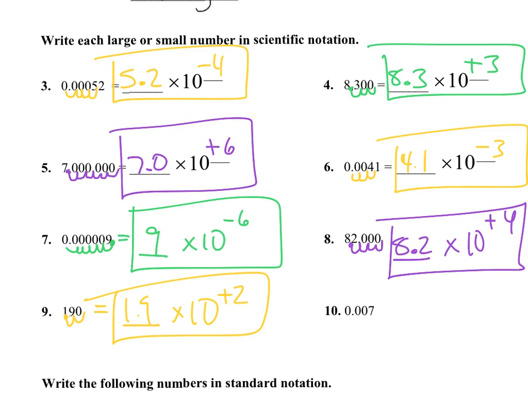Number 10. On number 10, we have 7 tenths, hundredths, thousandths. So 7 thousandths. So that's a small number. So it's going to be some number times 10 to the what power? It's negative because it's a really small number to start with. So let's move the decimal to the right until we come up with a number that's more than 1 but less than 10. 1, 2, 3. So we moved it 3 times. And our final answer is 7 times 10 to the negative third power. And there you got it. Let's take a look at the next part.